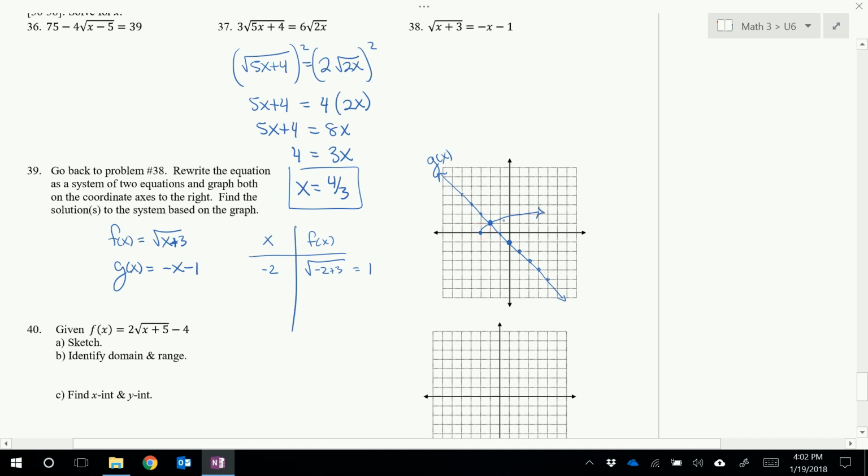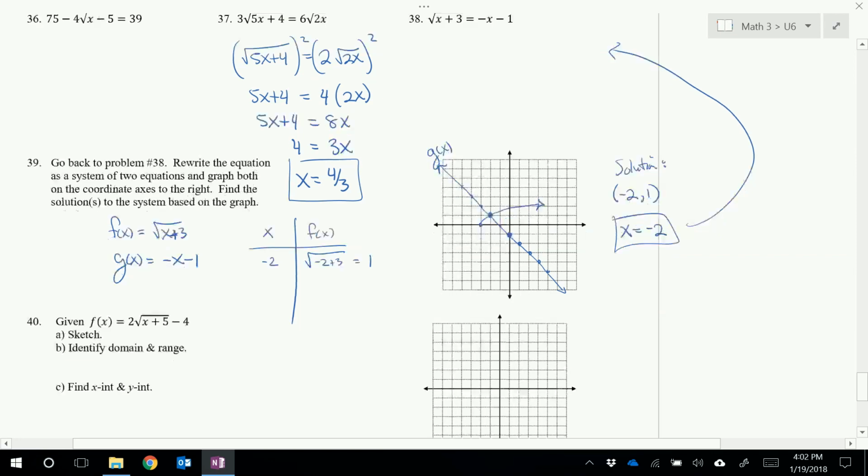So we see where they're crossing, and so our solution, well, if we put it as a coordinate, would be at -2, 1. If we're just thinking about the x value, you could say, well, it's just that x equals -2, which should be the same solution as 38 when you solve that algebraically.